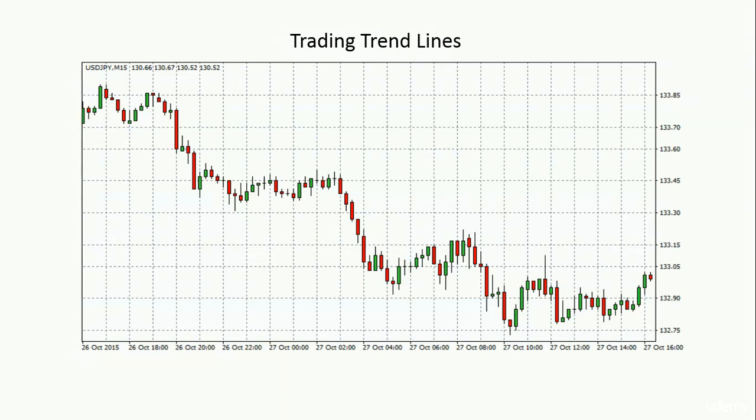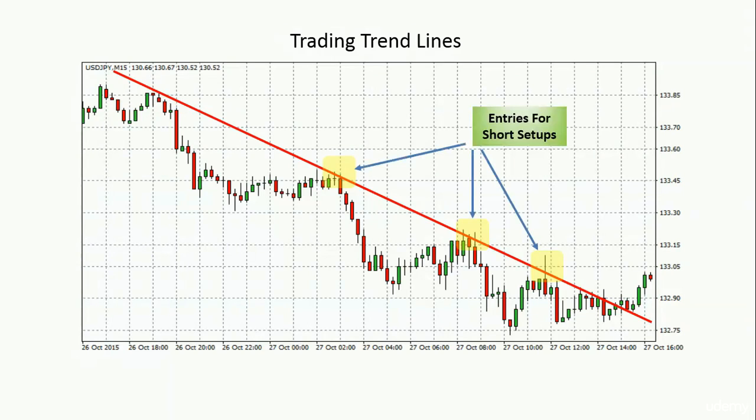In this chart, a bear trend line can be drawn, which was pretty accurate, predicting swing points in this downtrend. Whenever the price pulls back and approaches the area around the trend line, you need to look for a reversal of the trend line to initiate trades in the direction of the main trend. For example, in this chart, these points here are considered good entries for short setups.